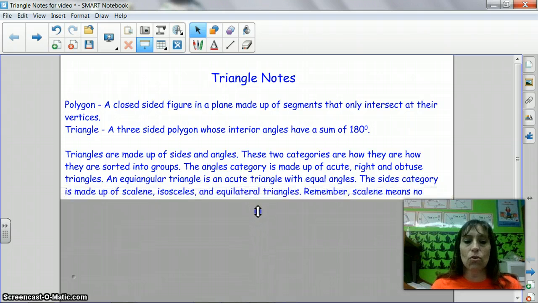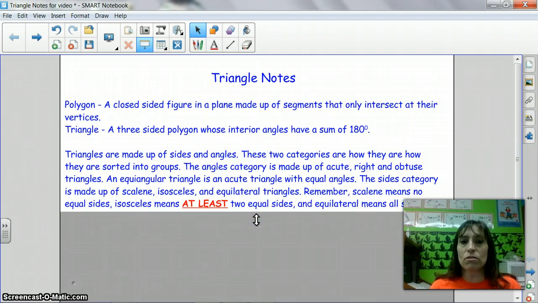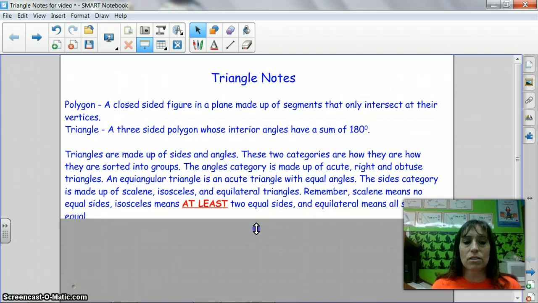All right, the other category is the sides category, and they're made up of scalene, isosceles, and equilateral triangles. Now, it's probably been a little while since you've talked about those, so I just want to give you a brief reminder of what those are. First of all, scalene means that no sides are equal, so every single side is a little bit different. Isosceles says that at least 2 sides are equal. Now, it doesn't mean that only 2 have to be equal. It just says at least 2, and that's important because they really don't stress that a lot in elementary. And the last one is an equilateral triangle, and this means that all the sides are equal.